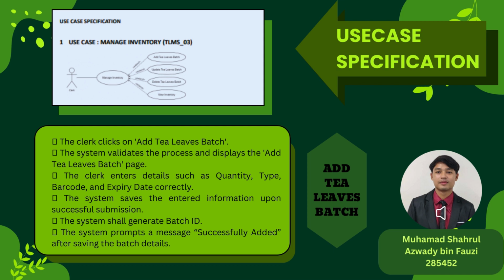So in the add phase, the clerk clicks on add. After that, the system will validate the process and display the add page of the tea leaf. The clerk needs to enter the details like quantity, types, barcode, and expiry date. Then save the information by clicking the add batch button. The system shall generate the batch ID and prompt successfully added.